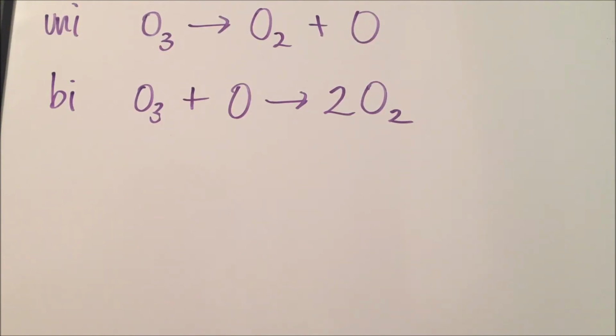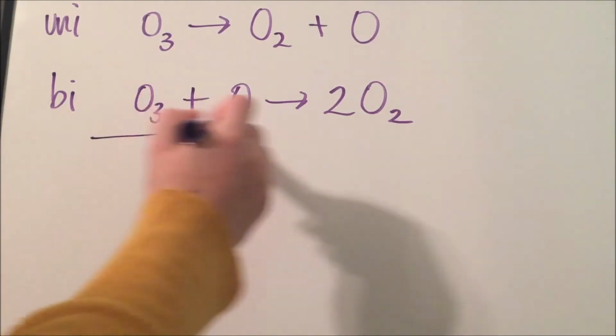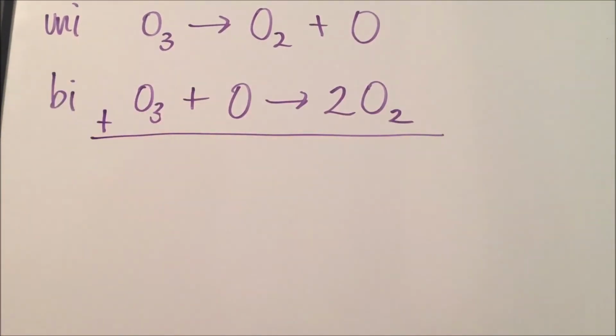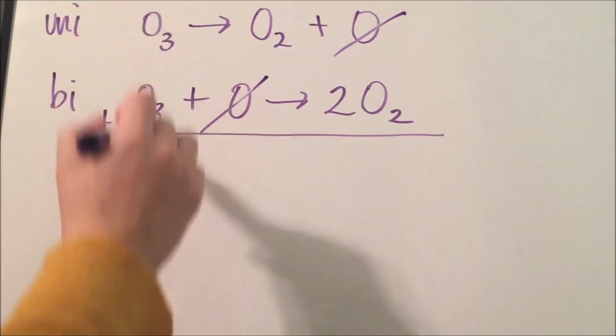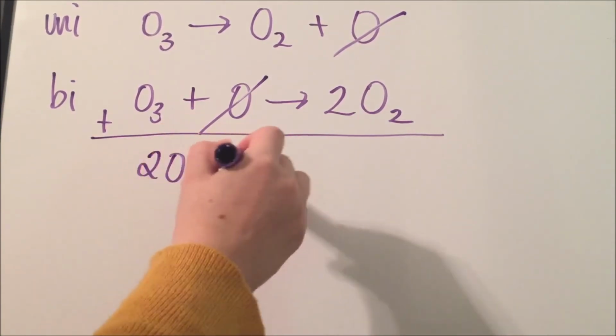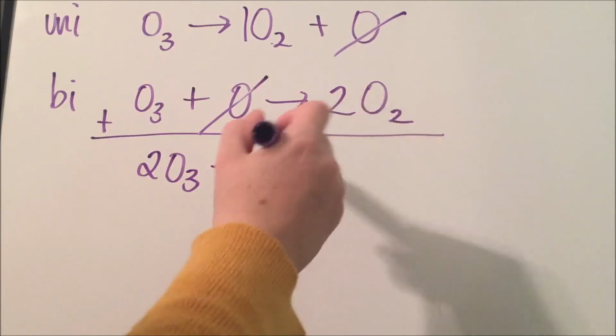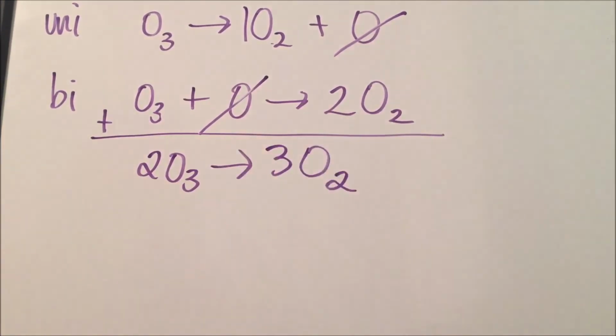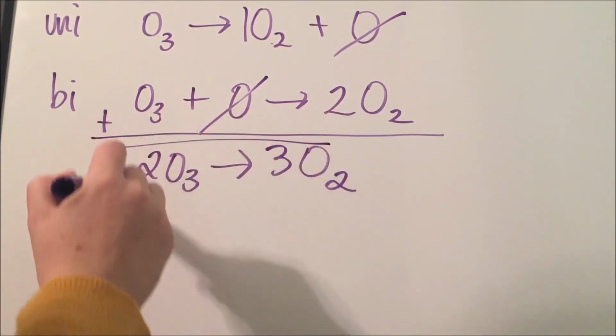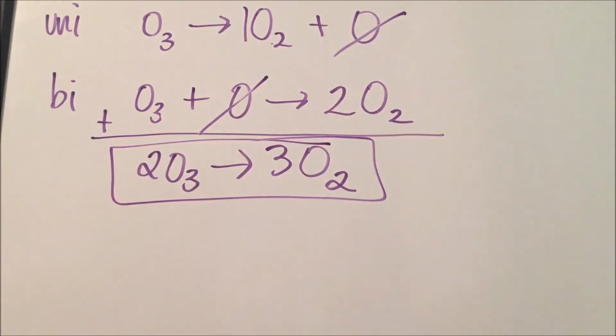B wants you to write the equation for the overall. So again, use a Hess's law-like idea to add these up, see if anything cancels. This O cancels with this O. And over here you have 2 O3s. And notice you have 1 O2, 2 O2, so you have 3 O2s. Everything balances out, and this is your overall reaction. 2 O3 yielding 3 O2.